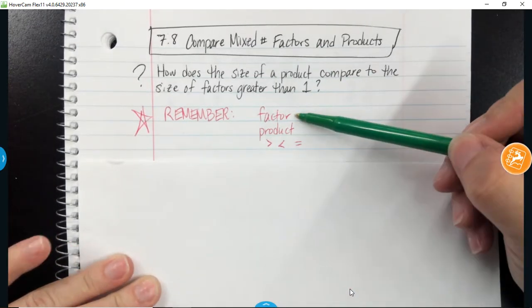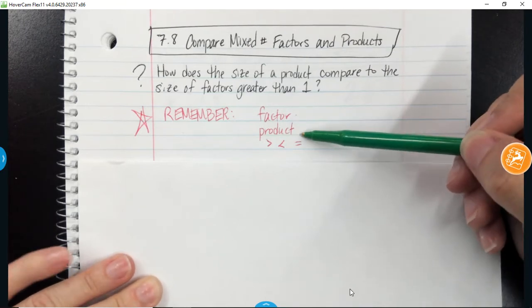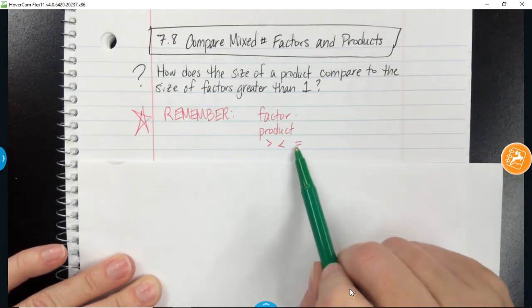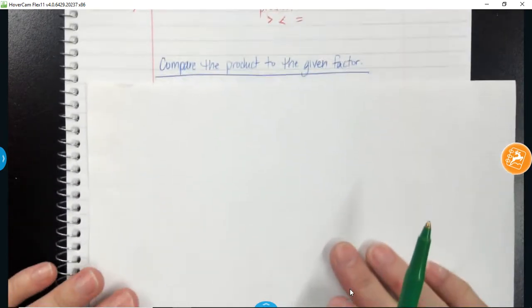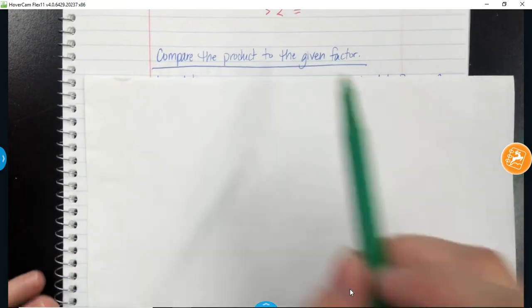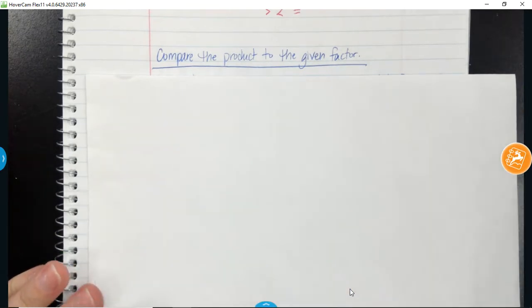So remember these vocabulary words. Factors are the numbers being multiplied. Product is the answer to that multiplication problem. And then you have greater than, less than, or equal to. These are the kind of questions you're going to get. Compare the product to the given factor. Remember that the given factor means the factor they give you, the factor they point out.